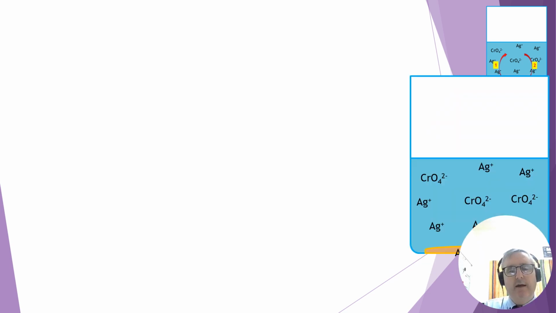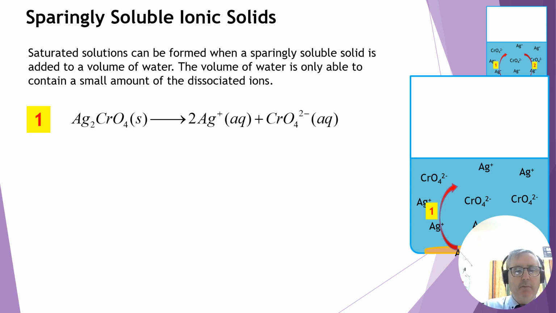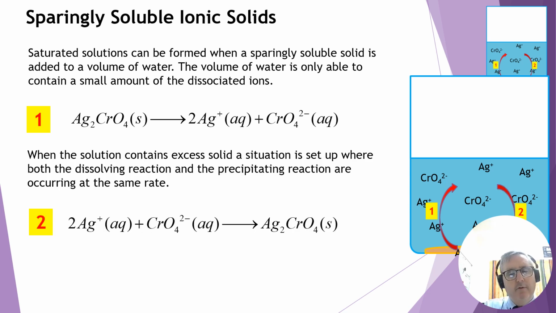So, what is the Ks? Well, first you have to know that there's something called a sparingly soluble solid. A sparingly soluble solid is a solid that if you dissolved it in water, some of it would dissolve into the water. So here I've got silver chromate. Some of it will dissolve into water, and then some of the ions in the water will start to precipitate back out.